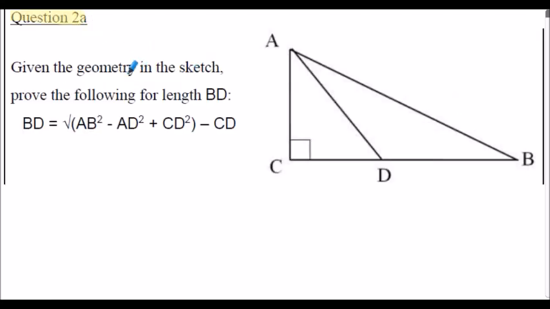Question 2a. Given the geometry in the sketch on the right hand side, we've got to prove the following for length BD. So BD is equal to the square root of, in brackets, AB squared minus AD squared plus CD squared, minus CD. As a hint, we need to consider the two triangles shown, generate two simultaneous equations from Pythagoras theorem, and then solve to find length BD, shown here. I'd encourage you to stop the presentation and attempt question 2a, but the full worked solution is shown on the following slides.